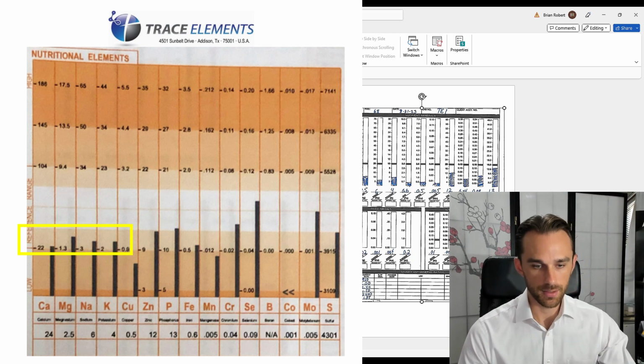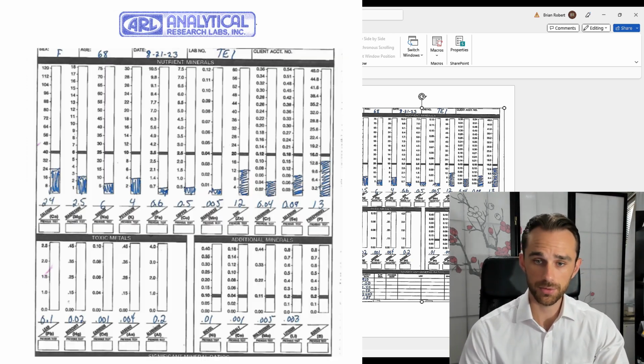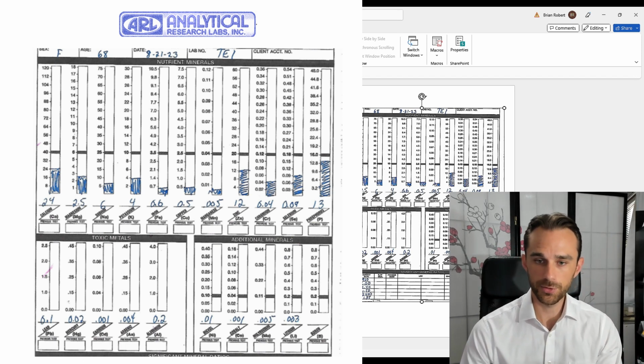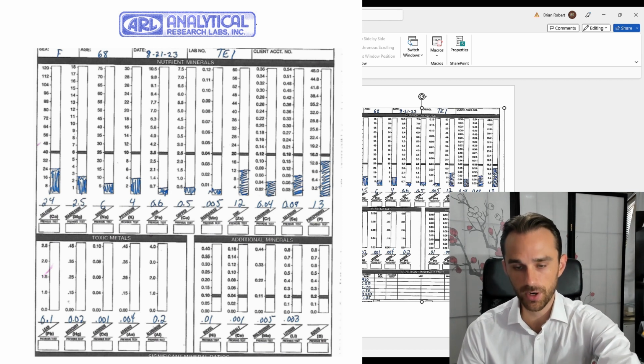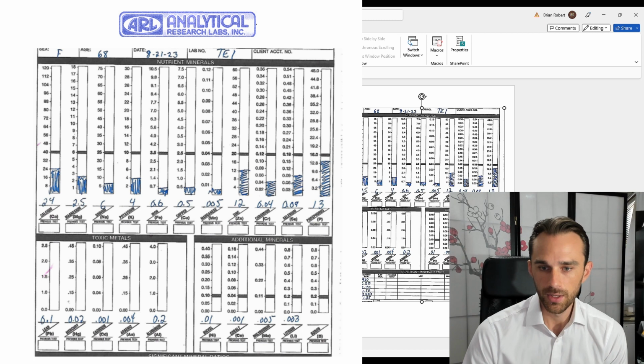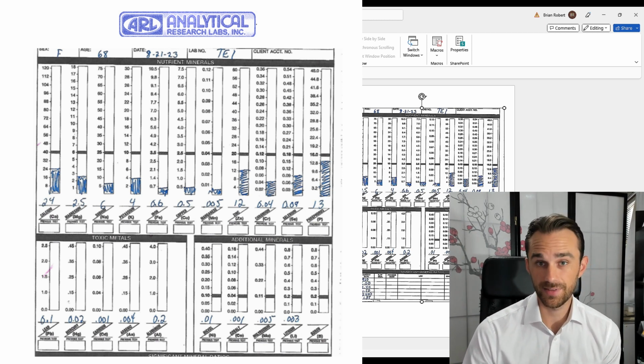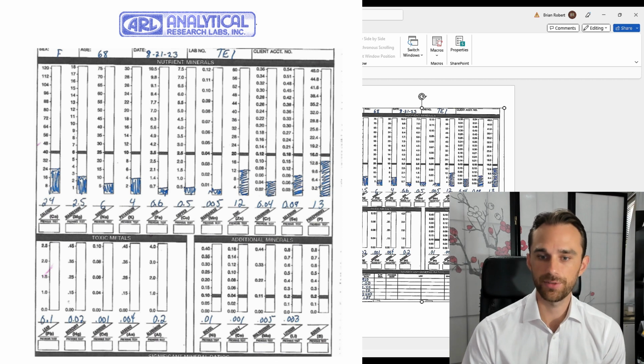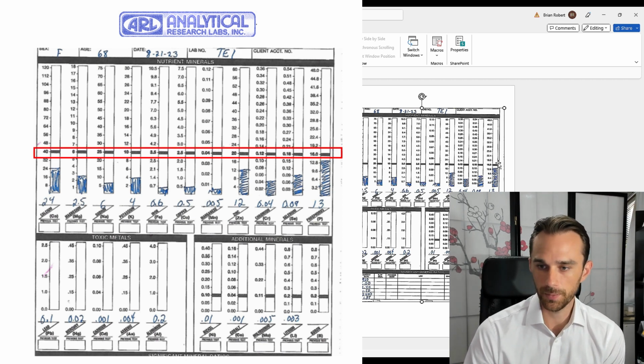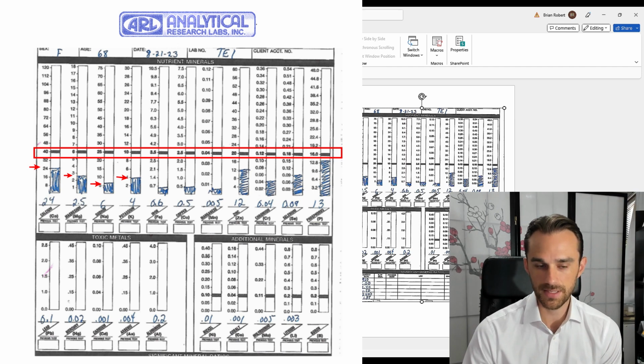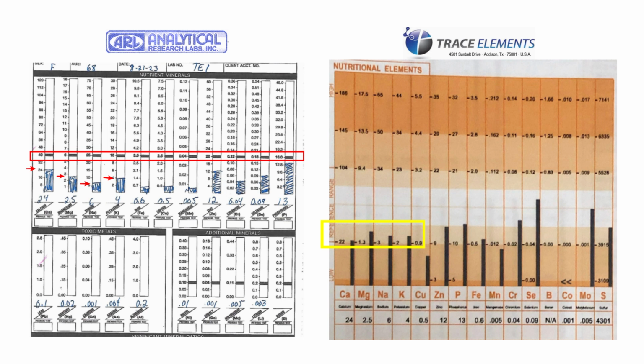Now, when I transport those numbers to the Analytical Research Labs chart, these aren't two separate tests. This is just bringing the test results from this chart to a blank chart from Analytical Research Labs. You're going to see that Analytical Research Labs does not use reference ranges. Instead, they use ideal levels, and that's represented by these black dashes across the middle of the chart. When you look at those same minerals, calcium, magnesium, sodium, potassium, on this chart, they look pretty low compared to what they look like on the TEI chart, where they're just inside the reference range. On the ARL chart, these look really low.